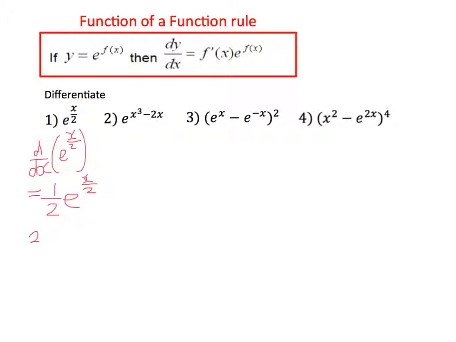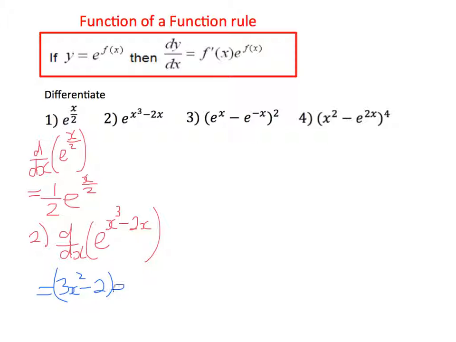In number 2, we are going to find the derivative of e to the power of x cubed minus 2x. So the power is x cubed minus 2x. We're going to find the derivative of that and multiply it by the original function. So the derivative of the power is 3x squared minus 2, and we're multiplying all of that by the original function, e to the power of x cubed minus 2x.